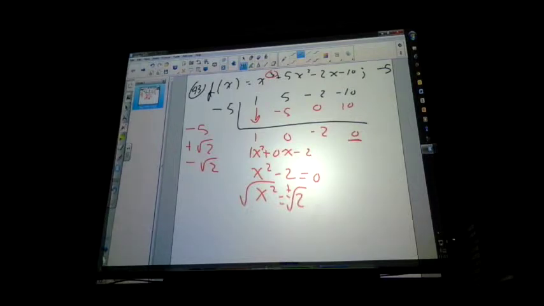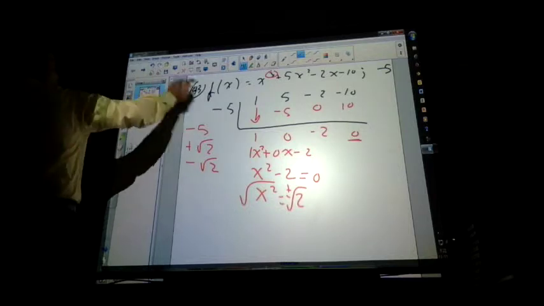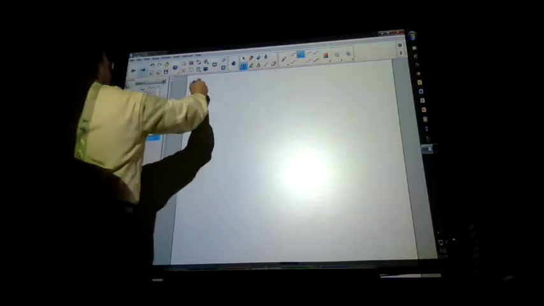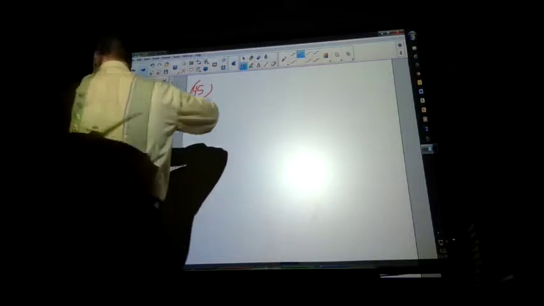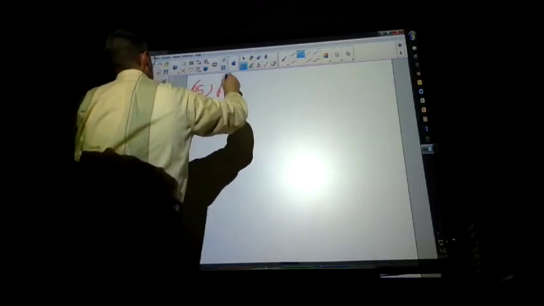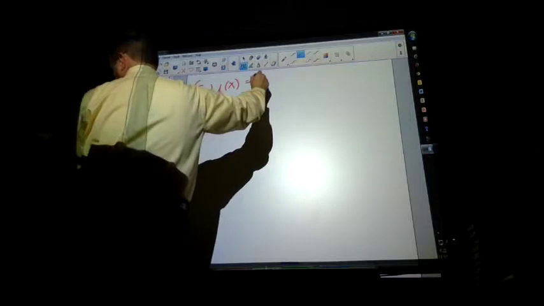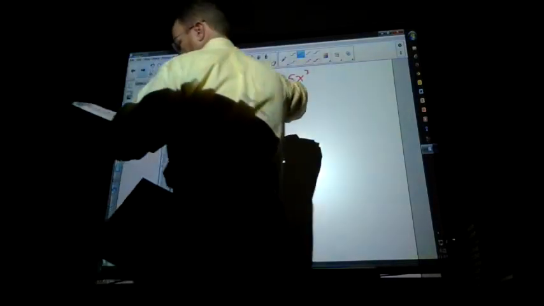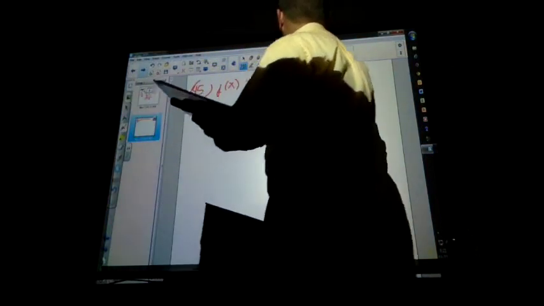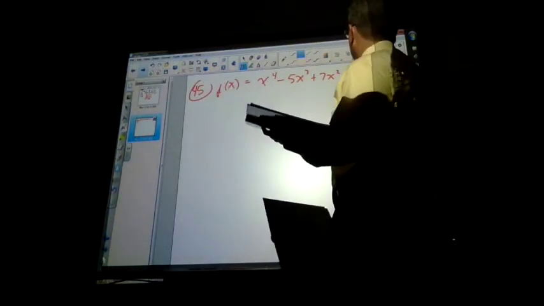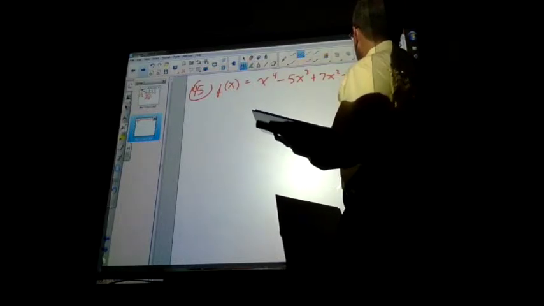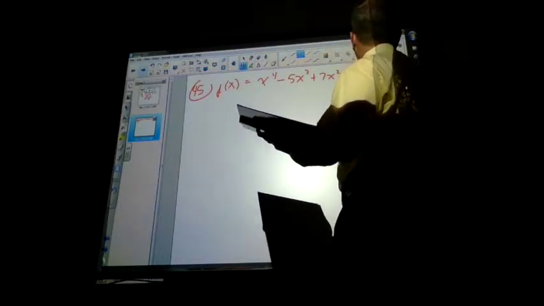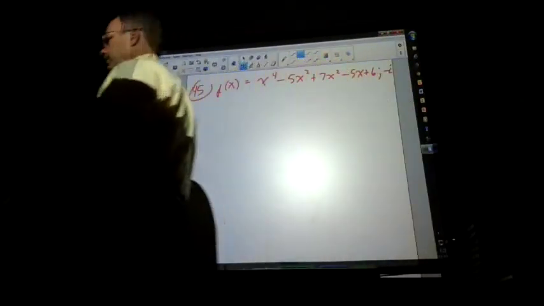And then we go to, let's see, 44 is done the exact same way, but I want to skip to 45. A little trick on 45. So 44 is done the same way as this one. 45, it looks like this: x to the fourth minus 5x to the third plus 7x squared minus 5x plus 6. And then they tell us that negative i is a solution.